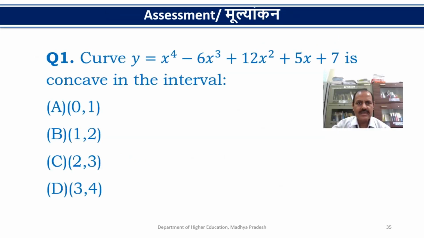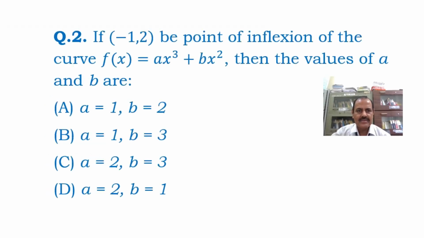Now let us assess your knowledge. The curve y equal to x to the power 4 minus 6x cube plus 12x square plus 5x plus 7 is concave in the interval. Check it. This is the answer. 0, 1 is the answer. So let us take the second question. If minus 1, 2 is the point of inflection of the curve f(x) equal to ax cube plus bx square, then the values of a and b are, you can check this.